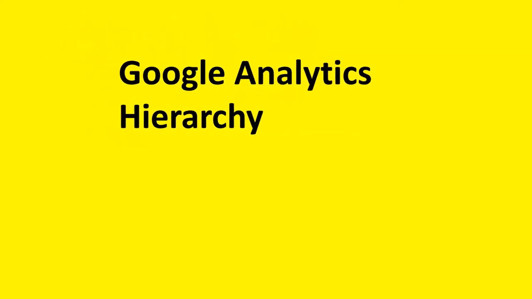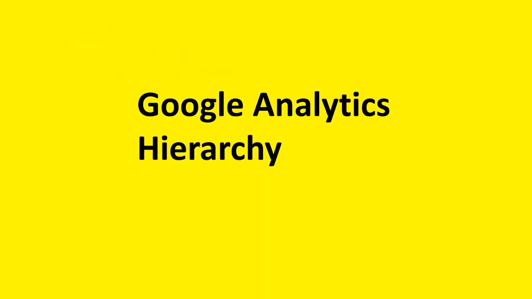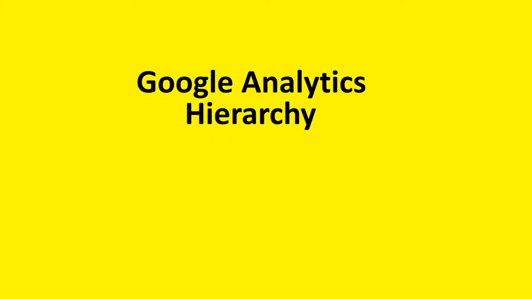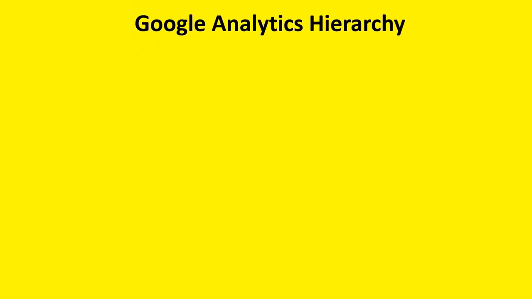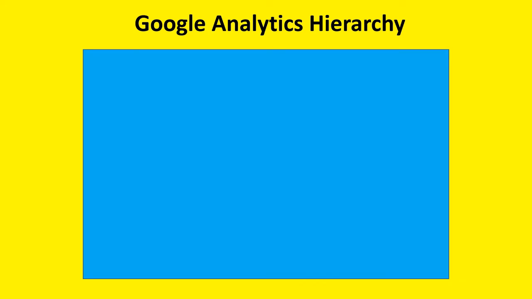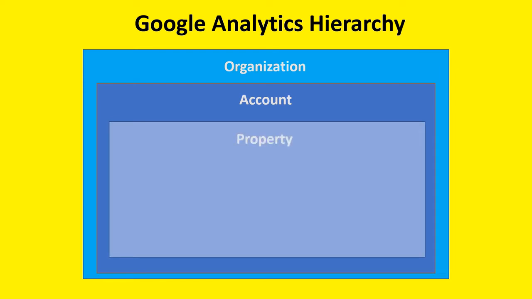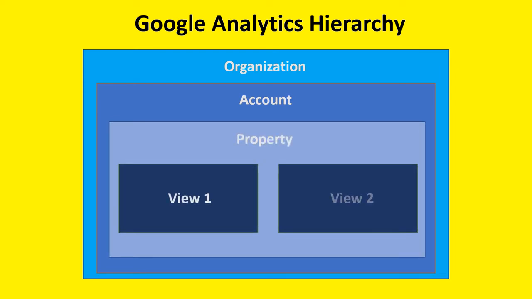Hello guys, in this video we will be talking about Google Analytics hierarchy. So basically Google Analytics hierarchy is divided into four categories. One is organization, second is an account, third is property, and fourth is views.